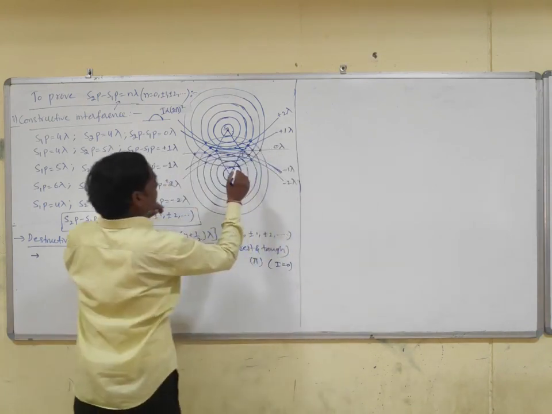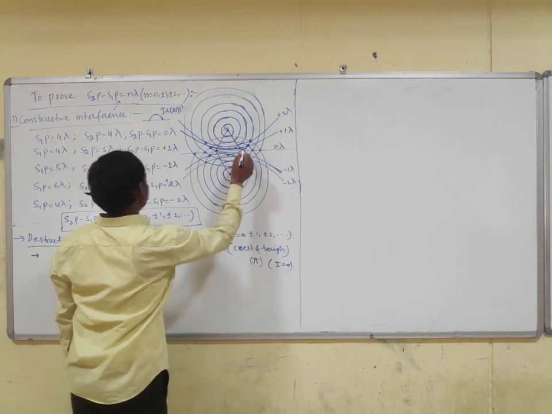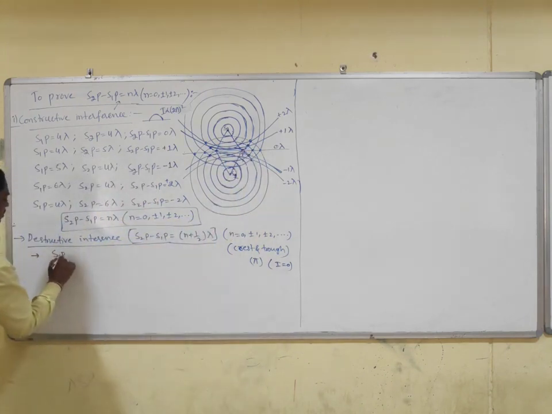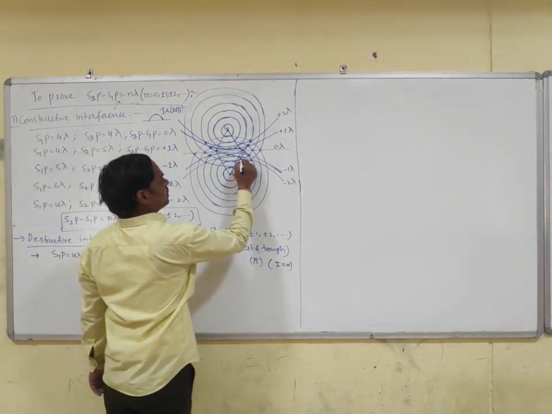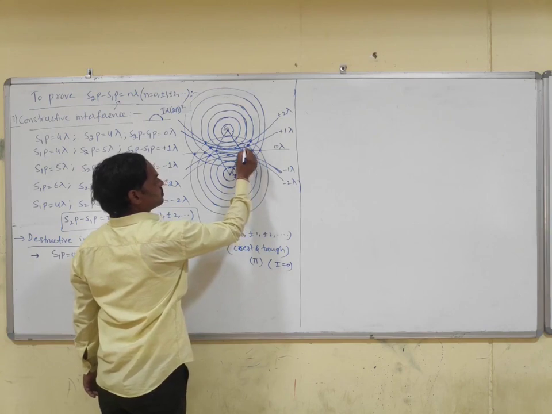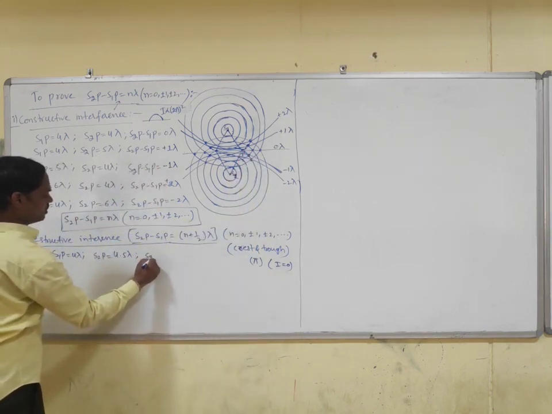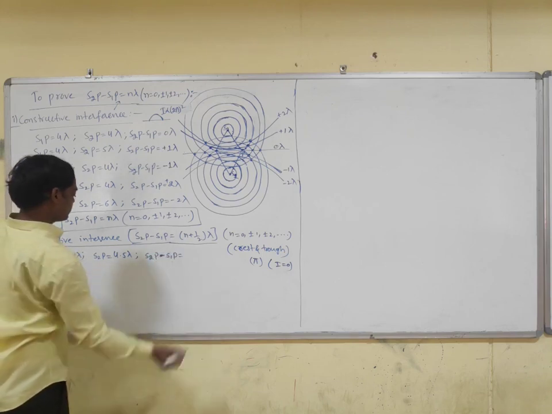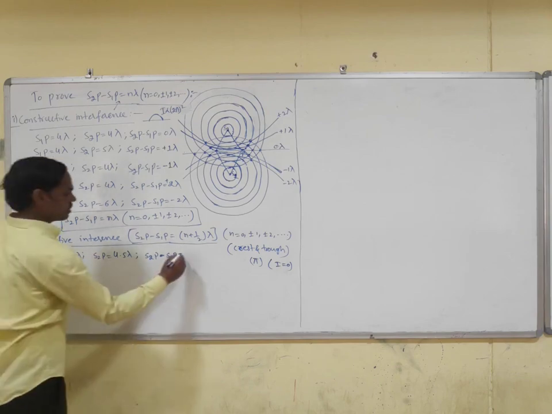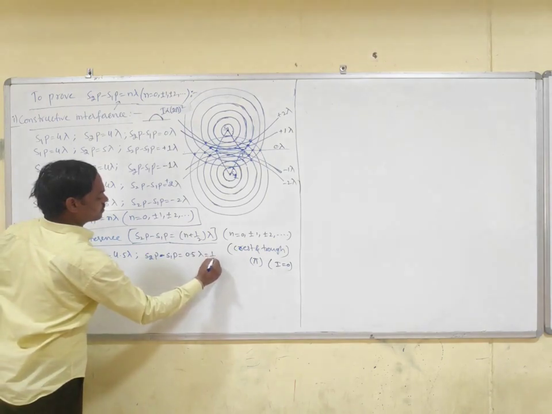Okay. So let us count the number of waves. 1, 2, 3, 4. S1P is equal to 4 lambda. S2P is equal to how much? S2P 1, 2, 3, 4 and half. Okay. 4.5 lambda. So S2P minus S1P is equal to how much? 0.5 lambda, or half lambda.